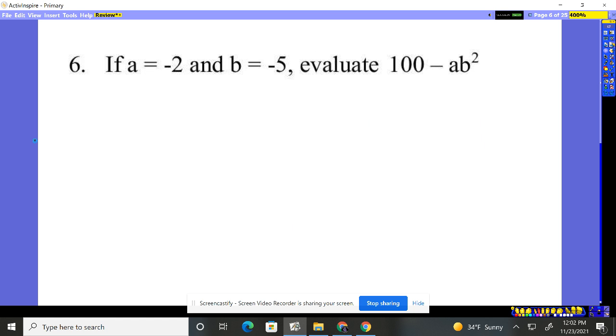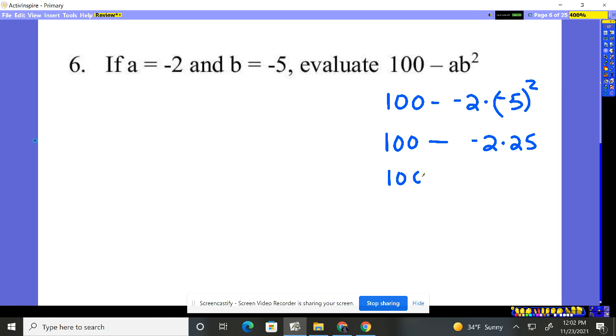Number 6. Evaluate 100 minus A, which is -2, times B, which is -5 squared. Now remember, we need to put that in parentheses because we're squaring a negative number, and squaring will happen before we do the multiplying. So it's 100 subtract -2 times -5 times -5 is +25.